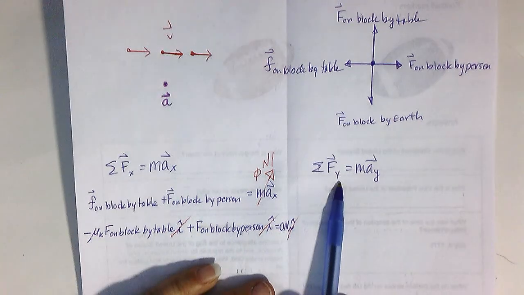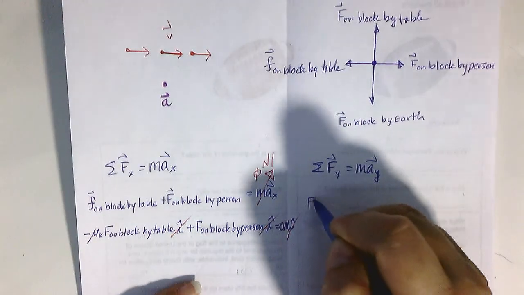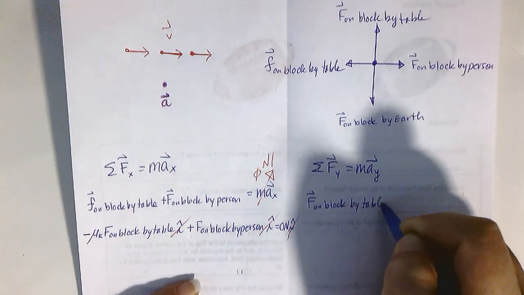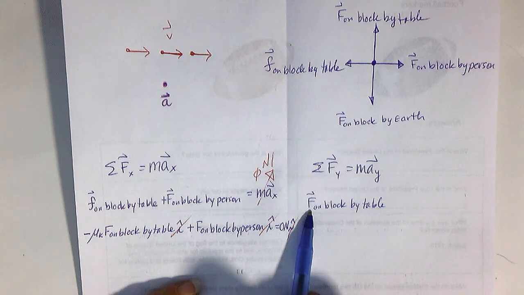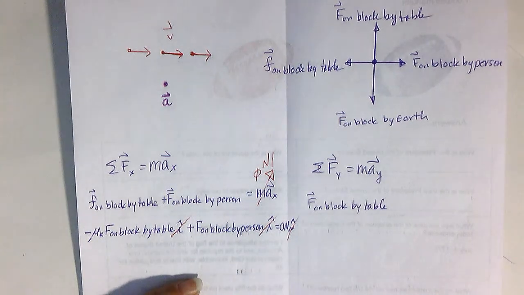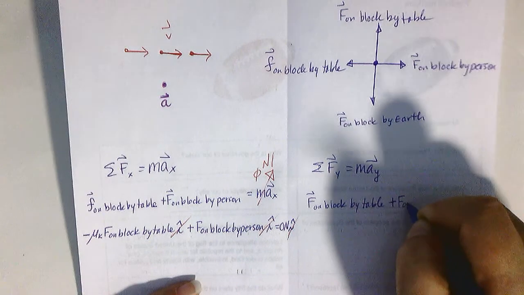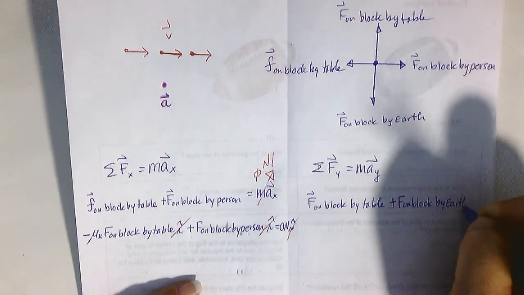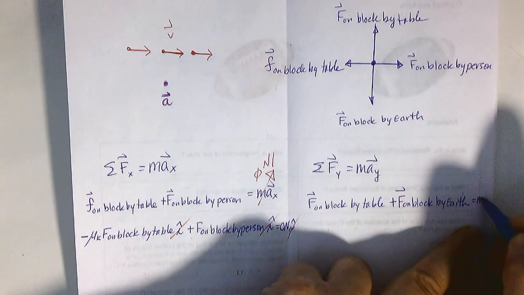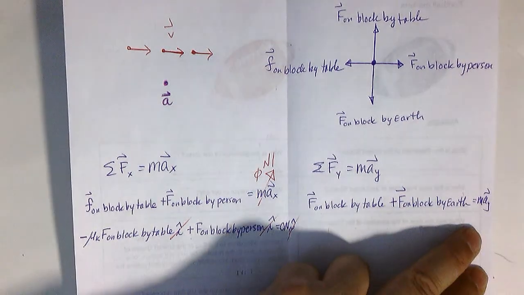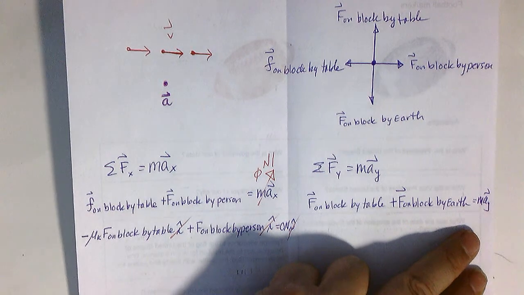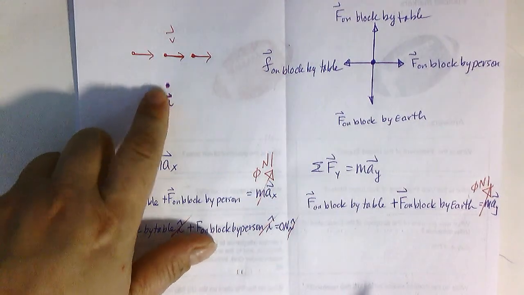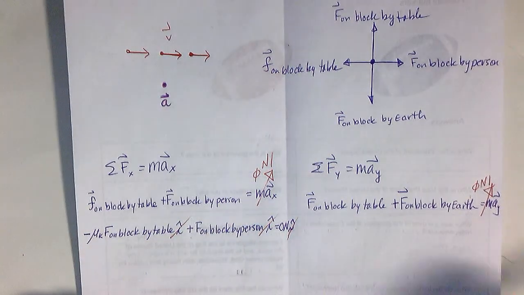So let's go over to the y direction. I'm going to add up my forces. I have force on block by table. This is a capital F, so this is the normal force. Plus force on block by earth, and that's equal to m a sub y. Am I accelerating in the y direction? No, I'm not. I'm in equilibrium in the vertical direction. Notice there's no movement in the vertical direction.